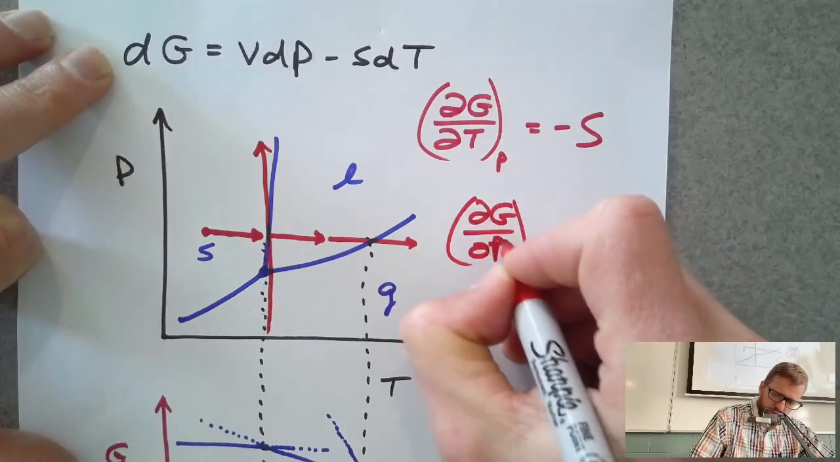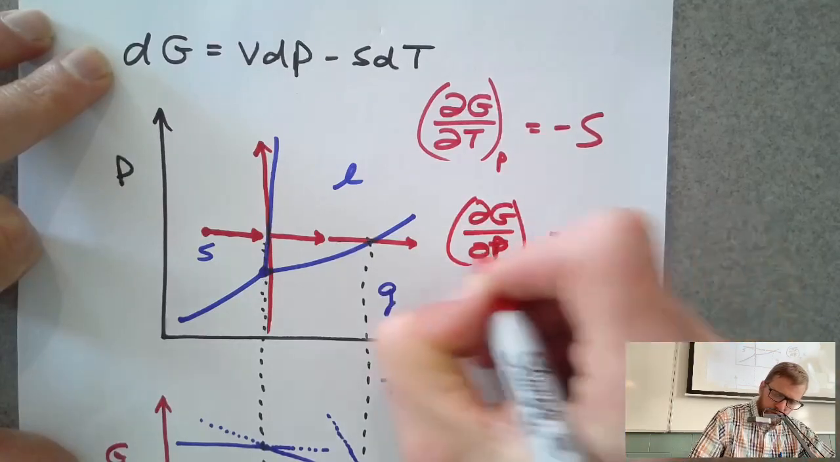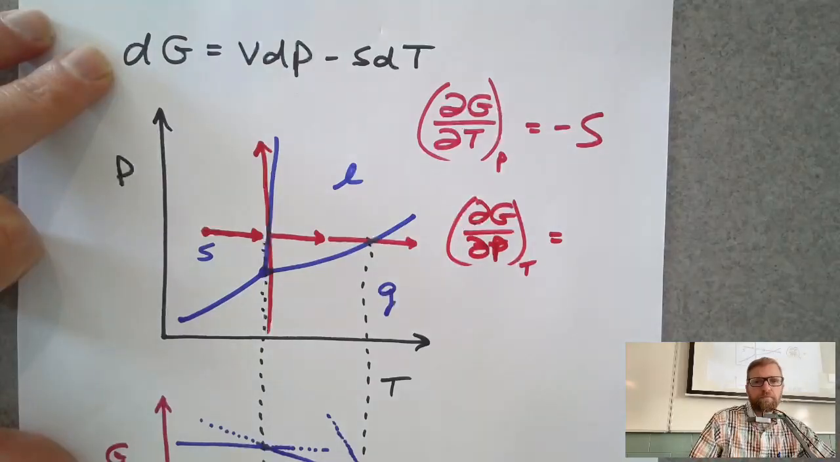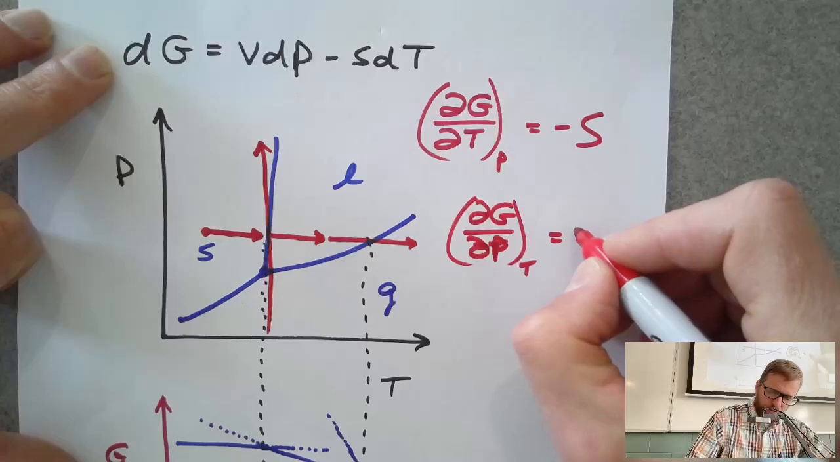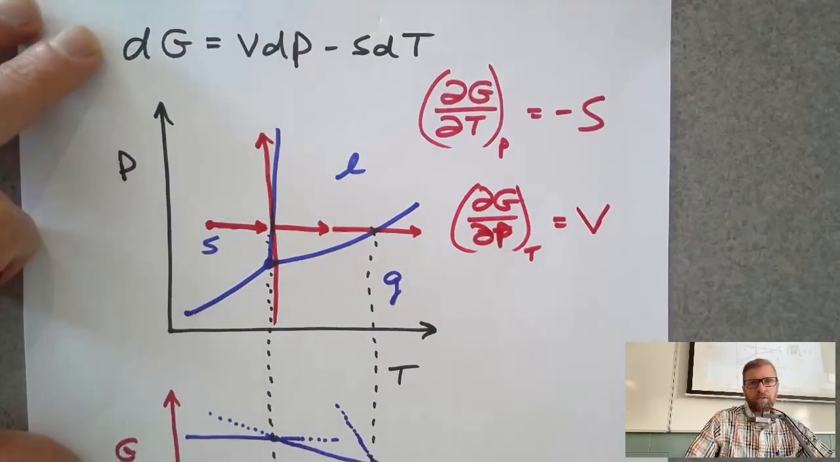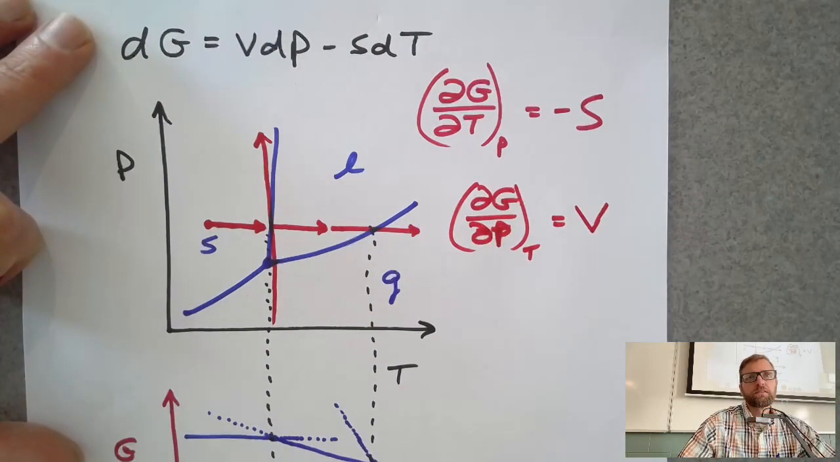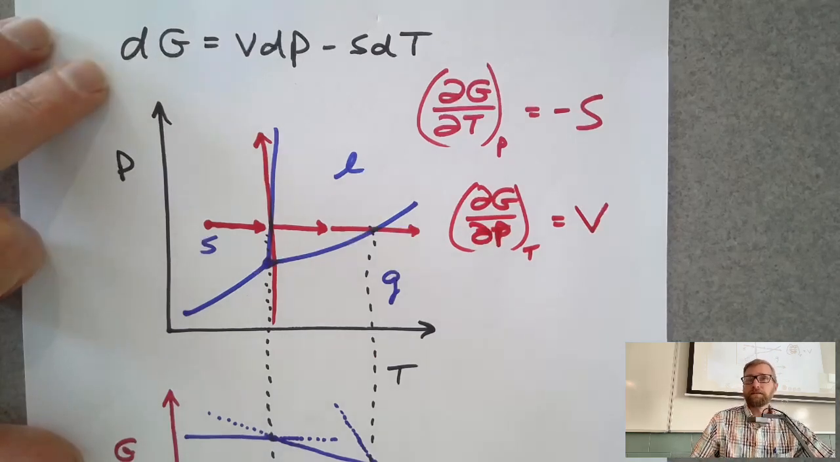Oops. P, there we go, holding temperature constant. So what does this partial derivative equal? Equals V. So what will my slope be? Will it be positive or negative? Positive, because volume is always positive. You can't have a negative volume.